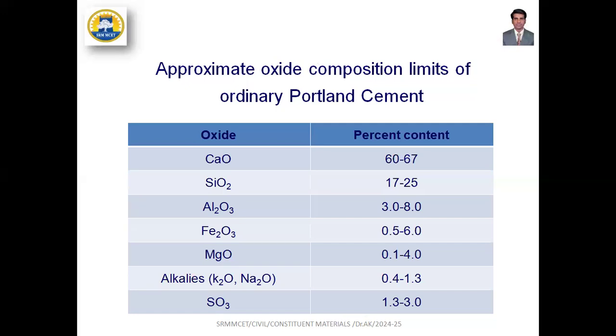Calcium oxide is 60 to 67%, silica SiO2 is 17 to 25%, alumina Al2O3 is 3 to 8%, iron oxide Fe2O3 is 0.5 to 6%, magnesium oxide is 0.1 to 4%, alkalis like K2O and Na2O contribute 0.5 to 1%, and sulfates SO3 1.3 to 3%.